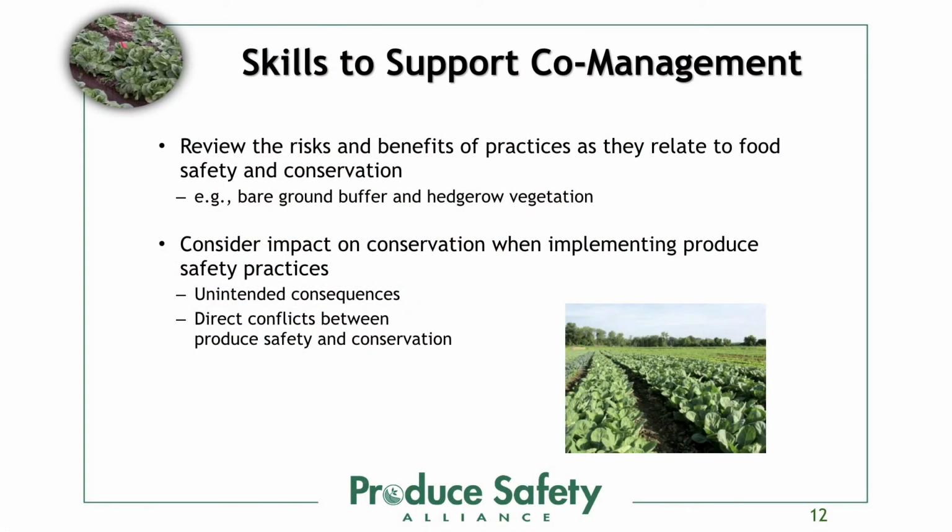So it's that trade-off, thinking about the natural resources and also what your populations are and what animals we're dealing with. Ultimately, you're going to want to review the risks and benefits of practices as they relate to your farm and conservation of that farm. So again, having a bare ground buffer or a hedgerow vegetation, things along those lines, as far as what you may want to do to mitigate risk. Consider impact on conservation always. It's not just single-sided, right? You're trying to do everything that's good, not only for food safety, but also for management of the land in reality. So think about unintended consequences and direct conflicts between produce safety and conservation. Again, a lot of people are destroying a lot of buffer zones and pulling everything out of all the land, when in reality it maybe didn't need to be done. They could have just minorly altered some of their practices.